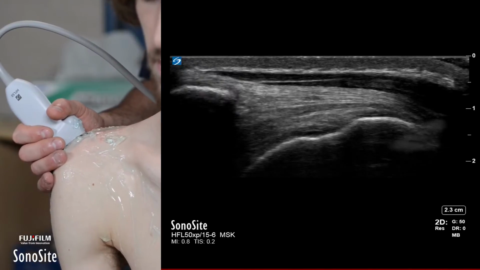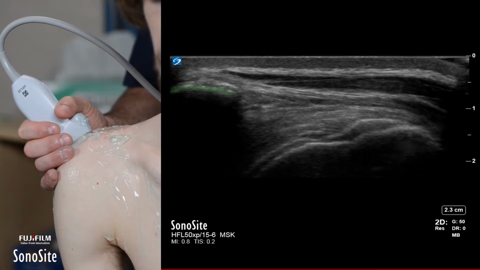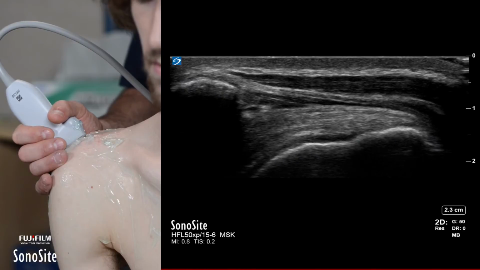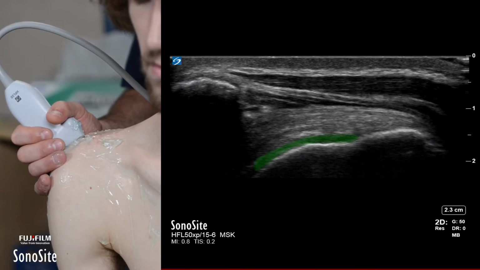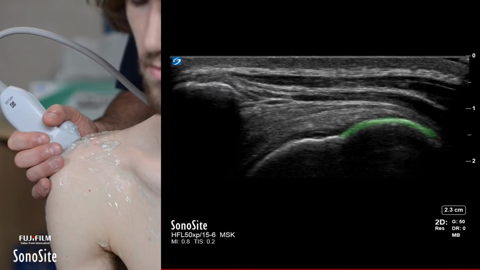So you can see on the screen, on the left medially, the acromion. Then you can see the supraspinatus tendon in the middle of the screen sitting over the black hyaline cartilage of the humeral head. And then you can see the footprint of the tendon on the greater tuberosity.